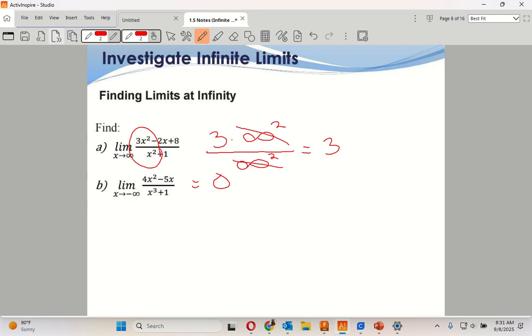The negative's really not going to matter because it's going to race to, it could be negative infinity, but no matter what, it's still dividing by that. Whatever that is on top, divided by negative infinity, is still going to be 0. It'd be a negative 0.